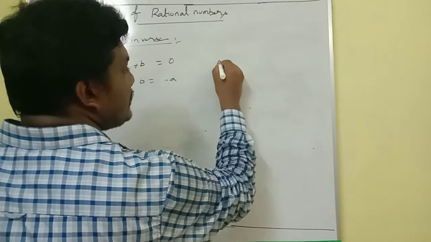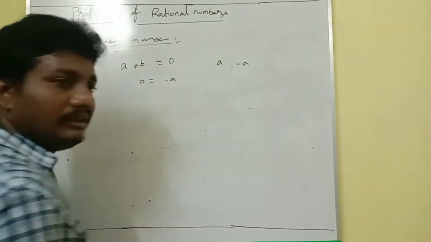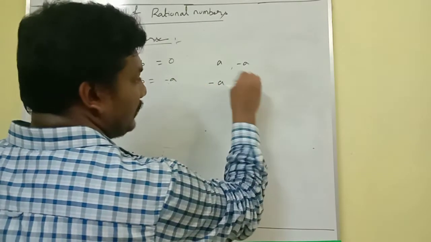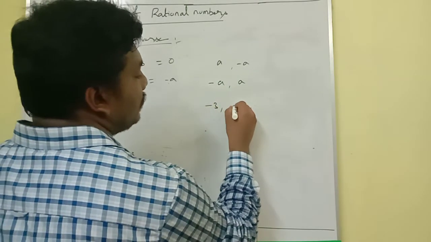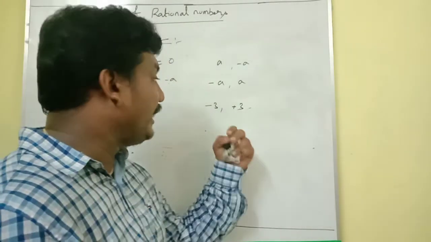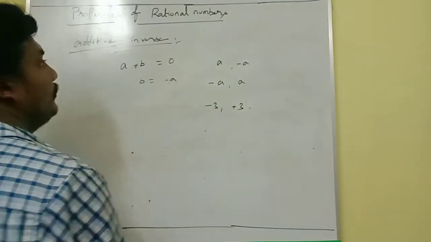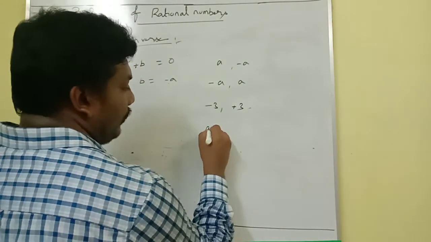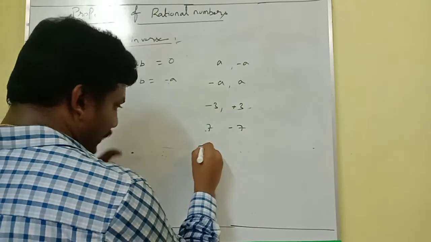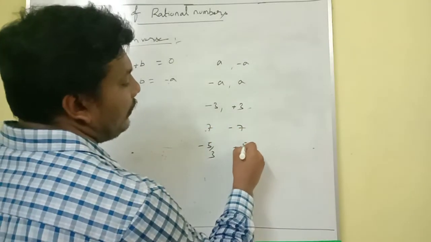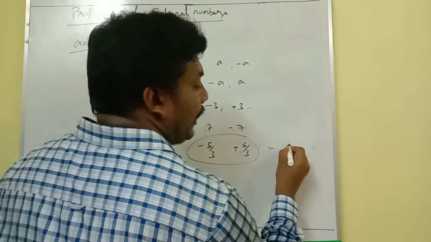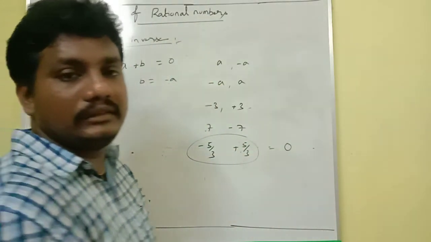That means if a is any number, what is its additive inverse? Minus a. Simply by changing the sign. If minus a is one number, its additive inverse is plus a. If minus 3 is one number, this is plus 3. So it is very simple. By changing the sign, we simply call it the negative of a number. Additive inverse is nothing but the negative of a number. If you take 7, its negative is minus 7. If you take minus 5 by 3, its negative is plus 5 by 3. If you add these two numbers, we get the additive identity, that is 0.